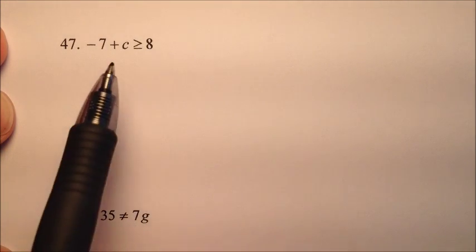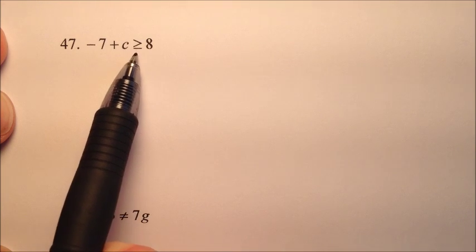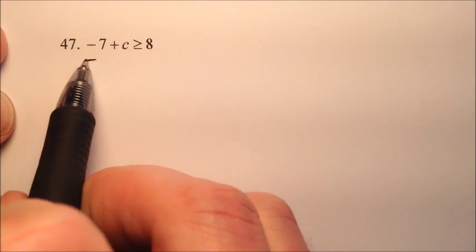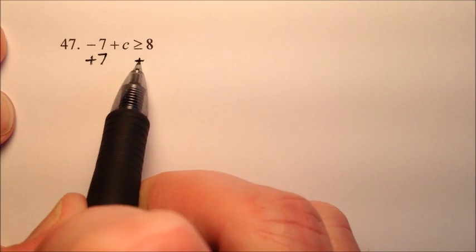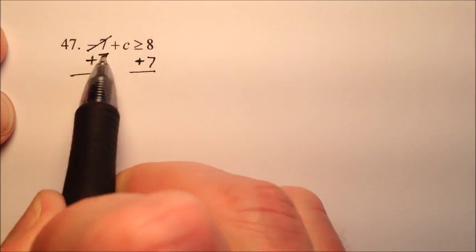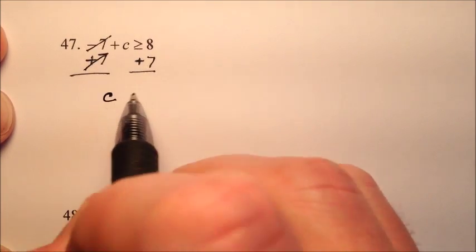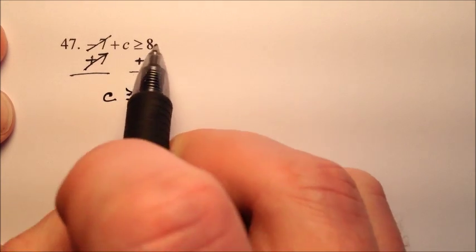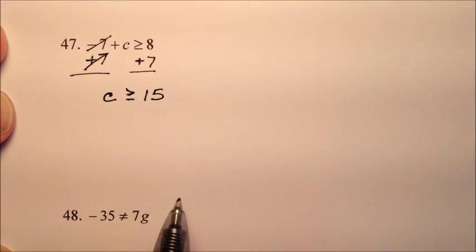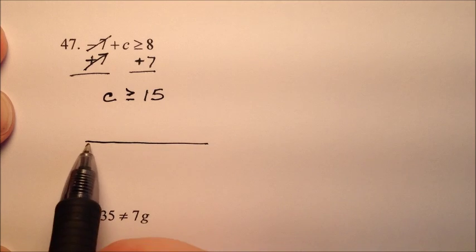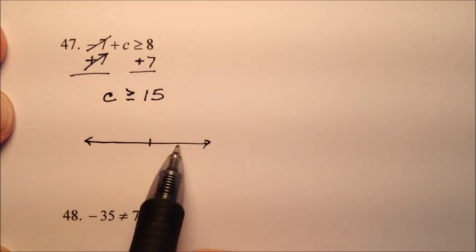In number 47, we have negative 7 plus c is greater than or equal to 8. So in order to get c all by itself, we're going to add 7 to both sides, and these 7's over here will cancel. We're left with c greater than or equal to 8 plus 7, which is 15. So there's our solution, and then we're going to graph it.